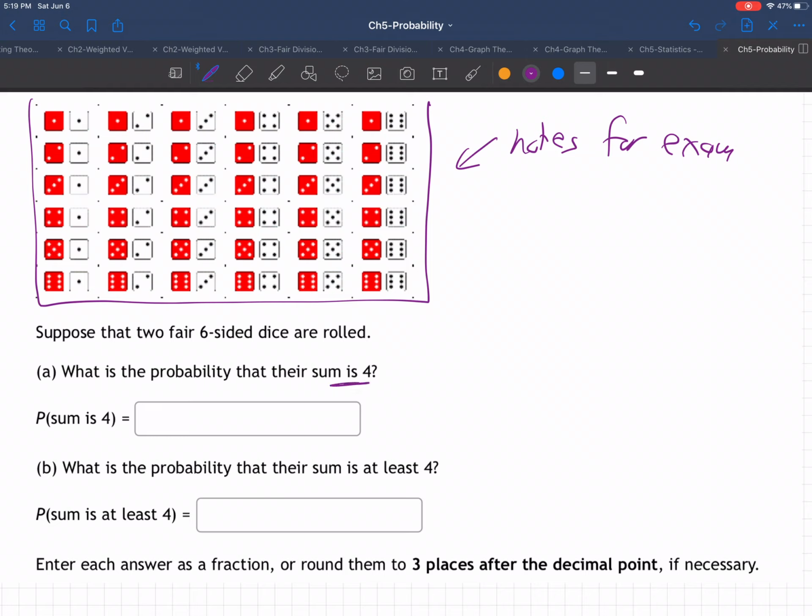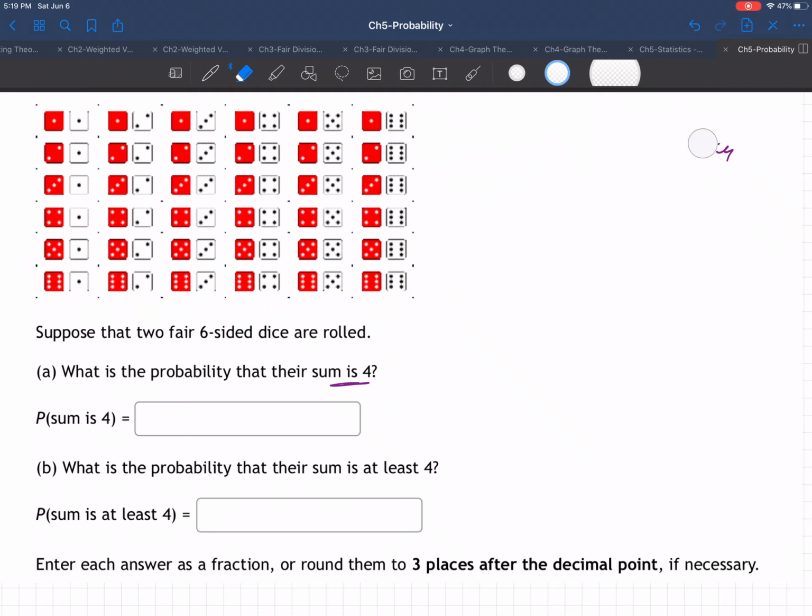The sum is 4. Let me erase this. So sum is 4. Let's look at the sums. If we're talking sum of 4, notice right here, all of these have a sum of 4. And if we do the next diagonal, notice all of these have a sum of 5. First off, let's answer this question. What's the probability their sum is 4?